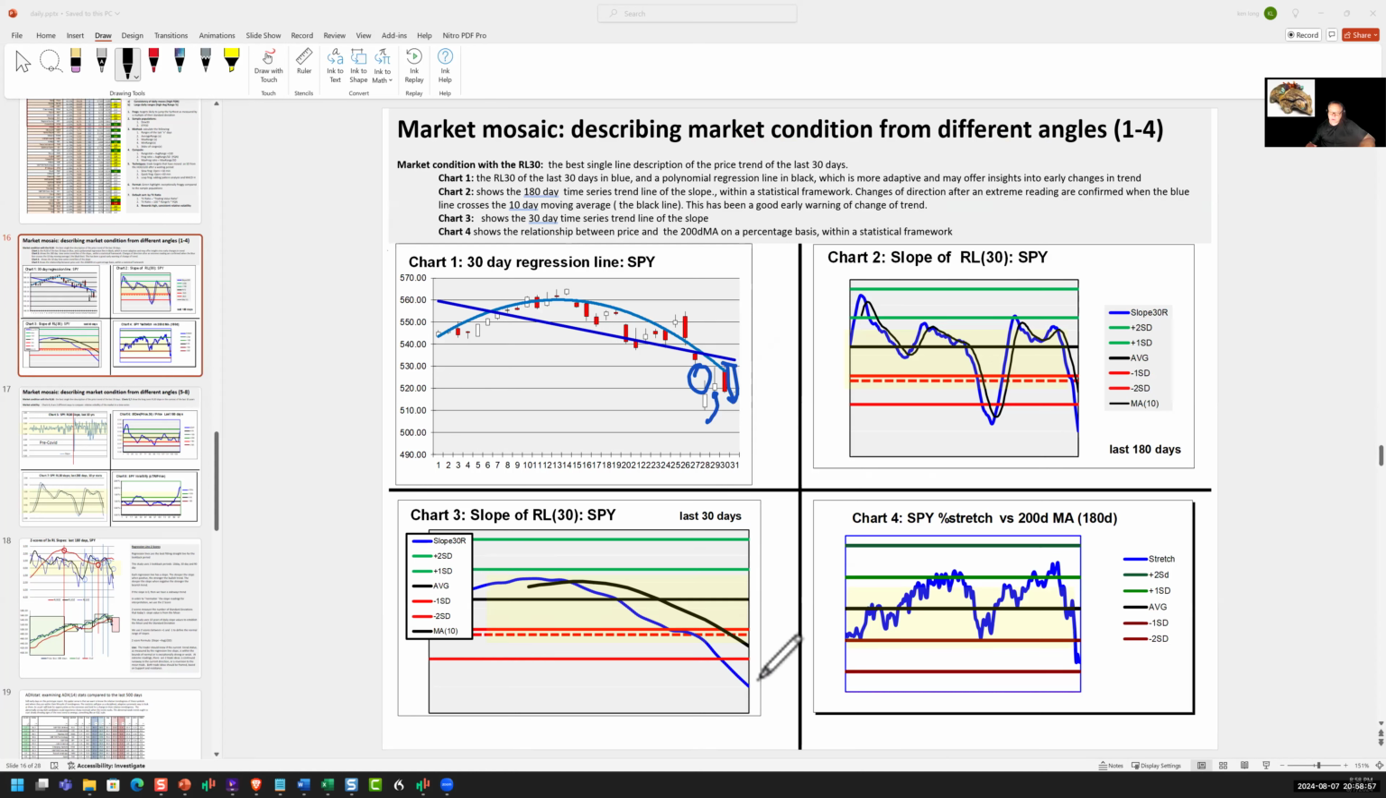So we're still, the slope of that 30 RL is more than two standard deviations below average. That was precisely the place last time where you got this nice run. So we still have to see some bottoms being put in, but that's creating the opportunity to get long. So see both sides of the trade here.